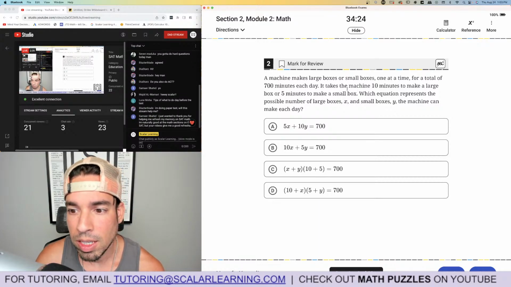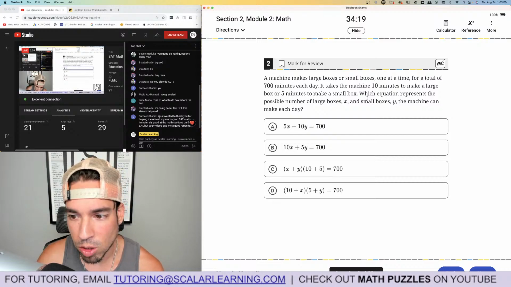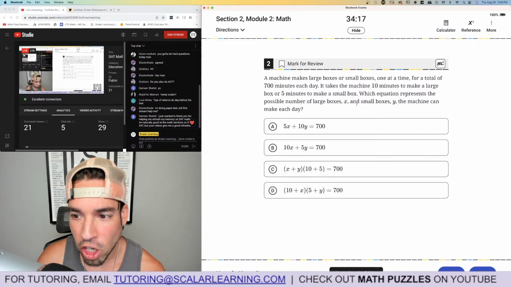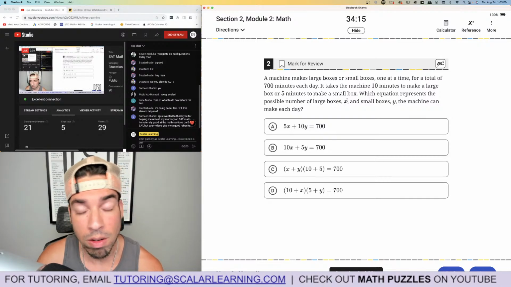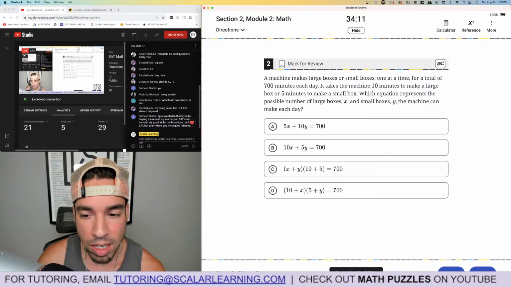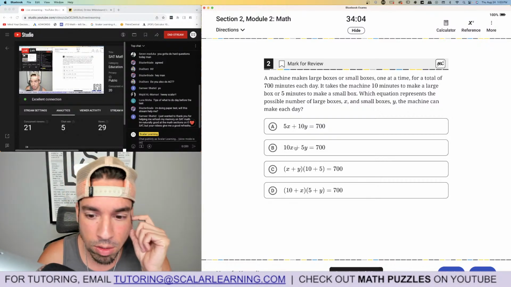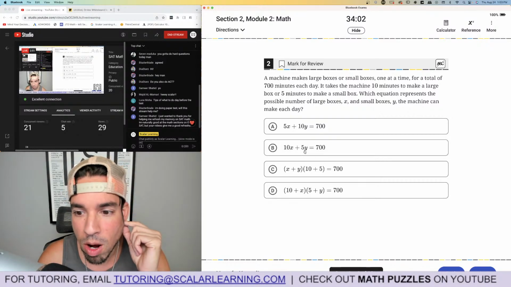A machine makes large boxes or small boxes one at a time for a total of 700 minutes each day. It takes the machine 10 minutes to make a large box and 5 minutes to make a small box. Okay, let's say large is X. So 10 times the number of large boxes, so 10X. And then small boxes is 5Y, equals 700, because we're trying to get the total amount of time, right? So 10 per large box, so 10X, which we have here. And then we got 5Y for a total of 700.